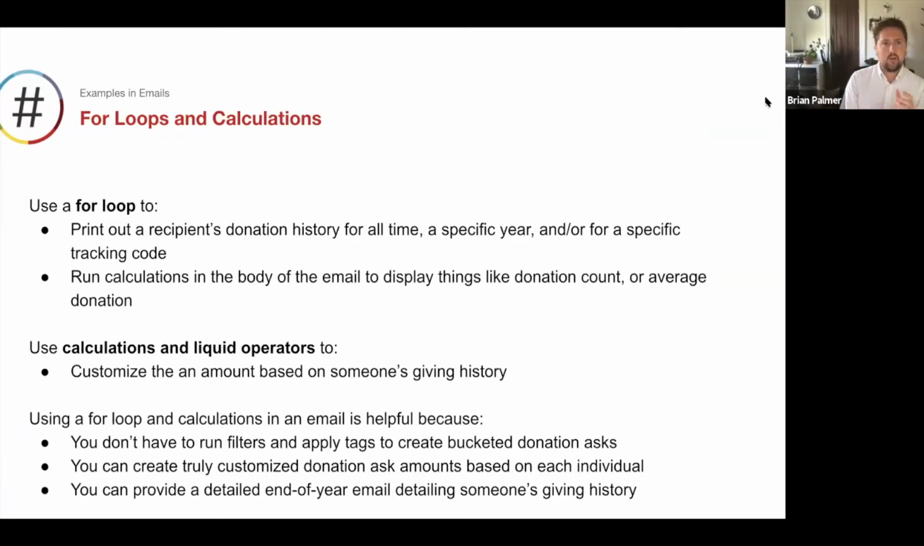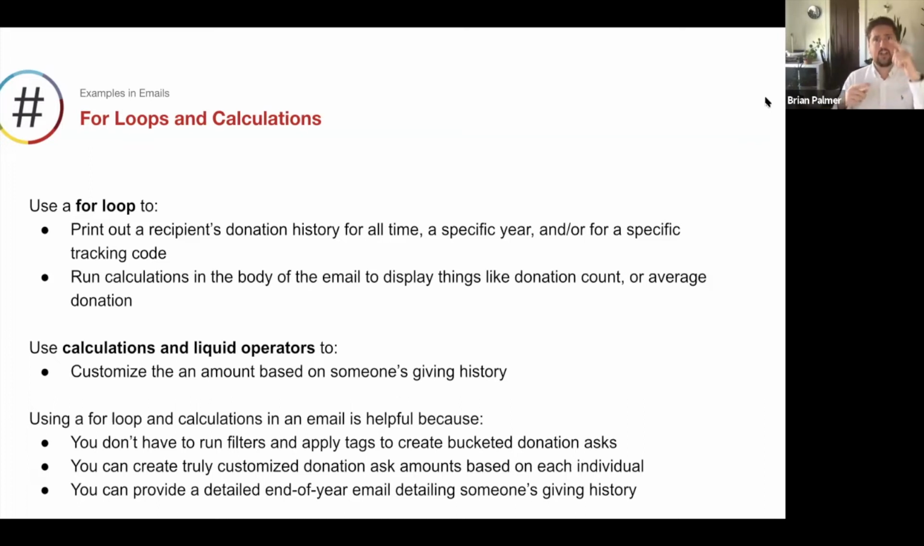So with a for loop, we can print out a recipient's donation history for all time. We can include if-then statements to scope it only to a specific year, a specific tracking code, or tender type. And then in addition, we could run calculations.